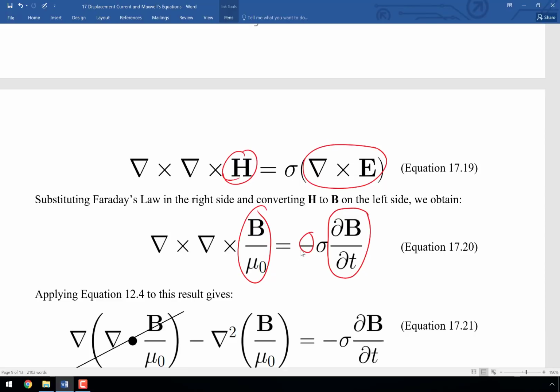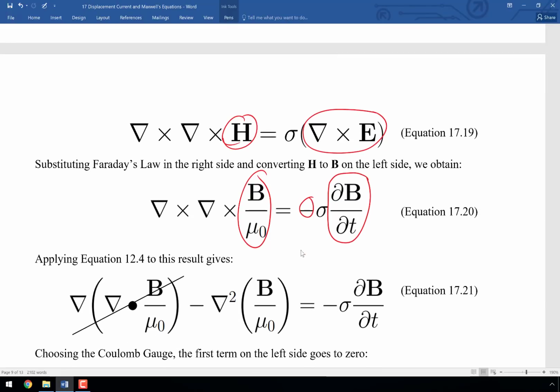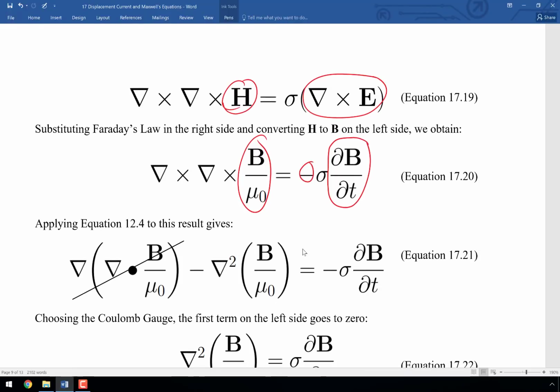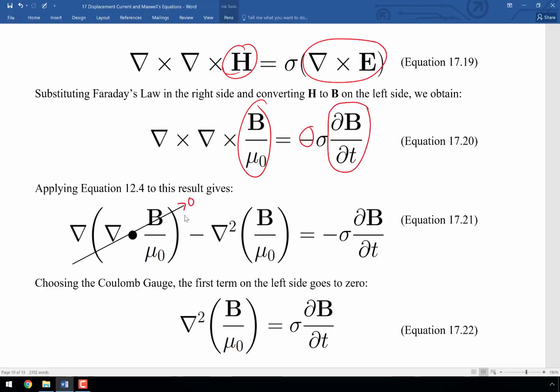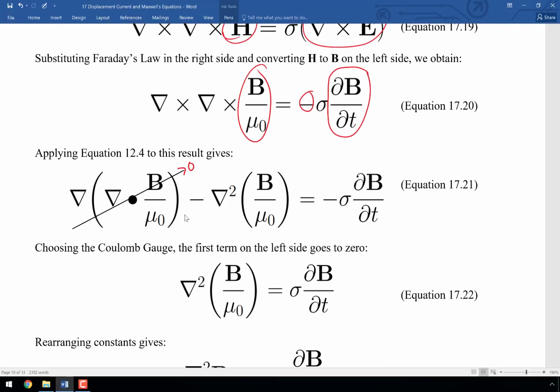But we've already seen, and we're going to repeat now, that the curl of the curl of a function is equal to the gradient of the divergence of that function minus the Laplacian of that function. And we also talked about if we, quote, choose the Coulomb gauge, then that's like setting the reference voltage equal to 0. That can be chosen such that this first term goes to 0. And so if that first term goes to 0, then I'm just left with minus the Laplacian of B over mu equals minus sigma times partial of B with respect to t. Obviously, the negative signs can cancel, and we're left with equation 17.22.